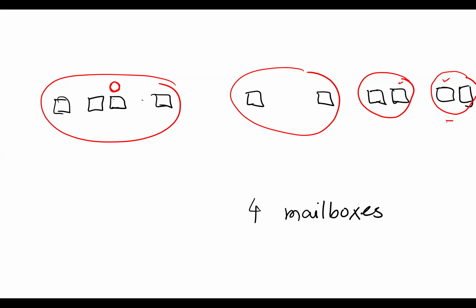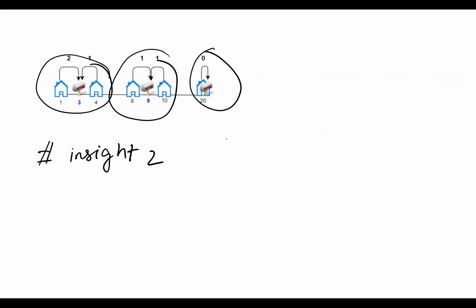For the second cluster, we put the mailbox, say, here. This is the median house. For this one, if we have just 2 houses, any of the houses is the median, right? So we put it on the left. And for this one, we put it in the median house. We are always putting it on the left. Similarly, this one here. So this is our optimized arrangement. Now, how do we do this? So we got our second insight: cluster the houses, make groups, and then assign mailboxes.